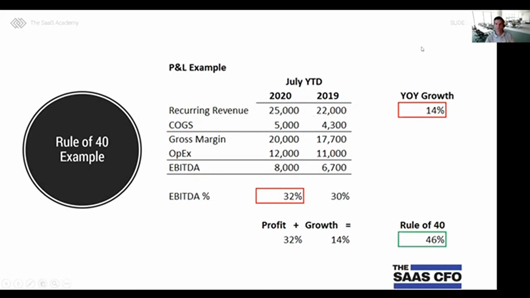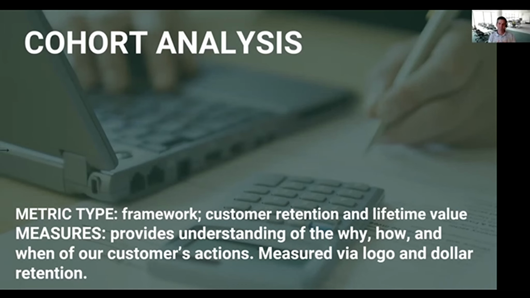So, a Rule of 40 example. Let's say we're July year to date here and our EBITDA for the year is 32%. That's our profit number that goes into the Rule of 40. And then I looked at our recurring revenue growth year over year and we're at 14%. So 32 plus 14% equals 46%. Above 40, that's great.